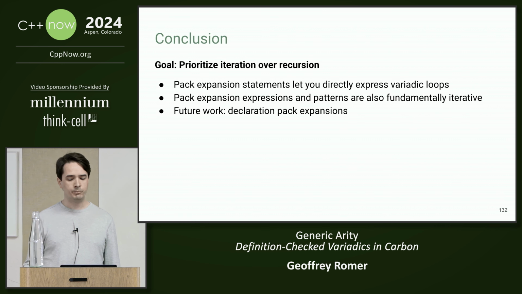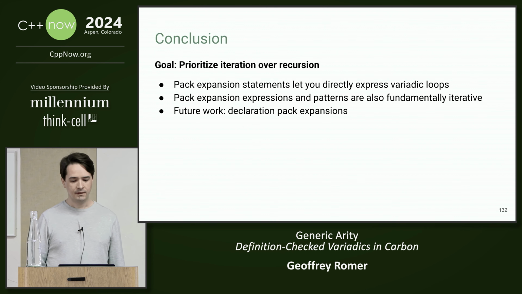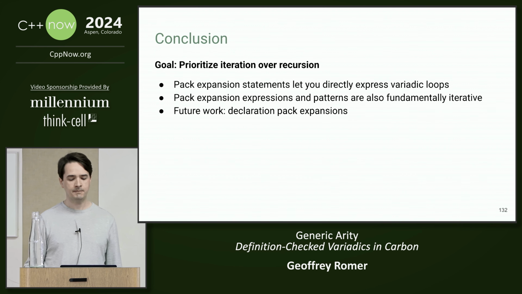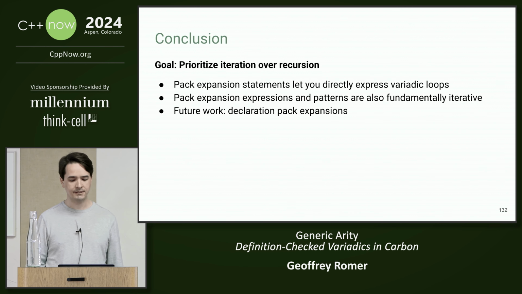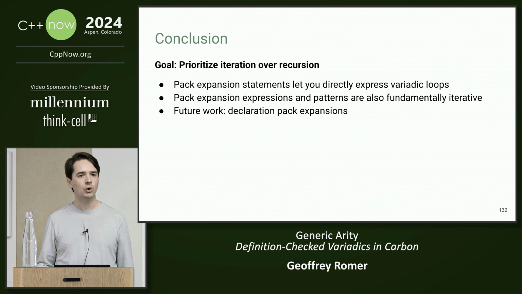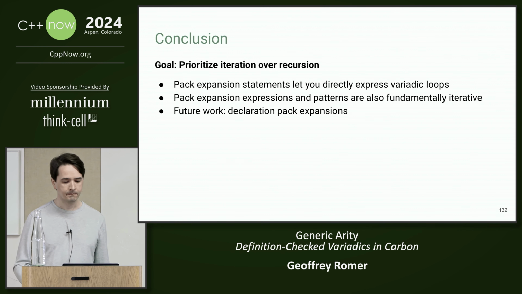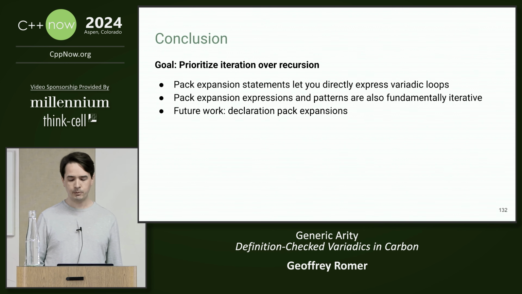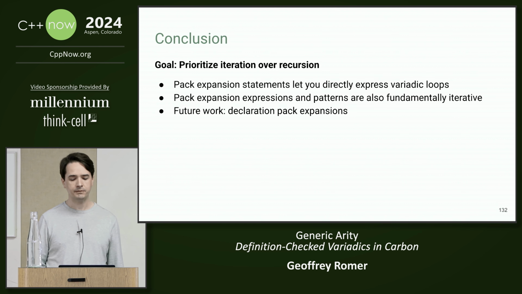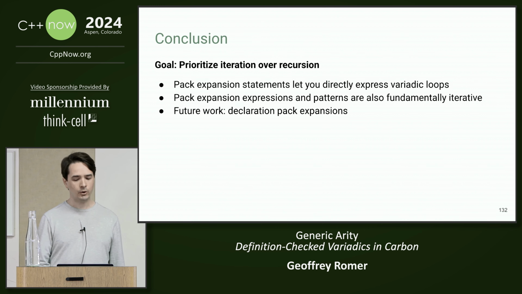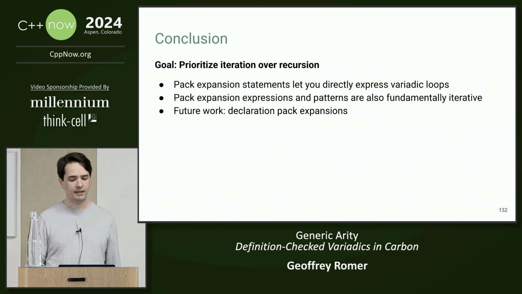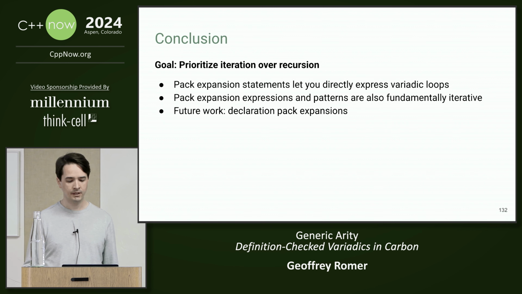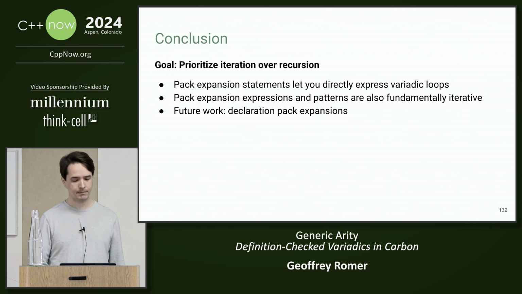We also wanted to shift to a programming model based on iteration rather than recursion, because that has benefits for both readability and performance. The key to achieving that was pack expansion statements, because they let you write procedural loops over packs without resorting to recursion or esoteric tricks like comma folds. Pack expansion expressions and patterns are also fundamentally iterative, even if they're not loops in the procedural sense. As of now, it might still be necessary to use recursion if you want to express something like a variadic data member, but we'd like to close that gap in the future.